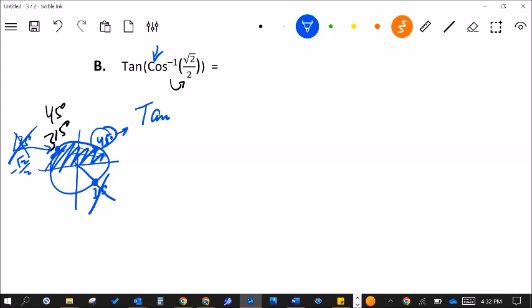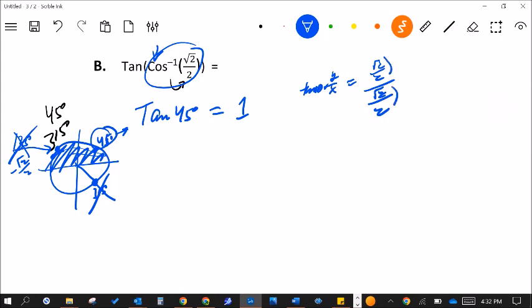So we now know that instead of this, we can write 45 degrees. And the tangent of 45 degrees is 1 because we have y over x. Tangent of theta is equal to y over x, which is equal to square root of 2 over 2 over square root of 2 over 2. Well, interesting. If you have a fraction of one thing over the exact same thing, that means it's equal to 1. And that's how we get this 1 here.